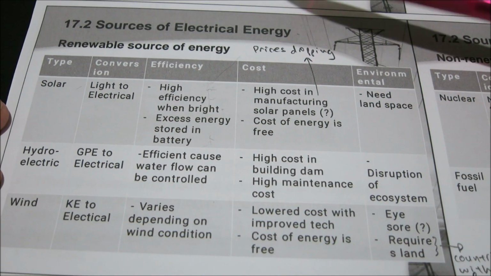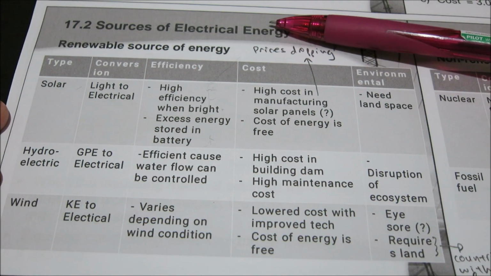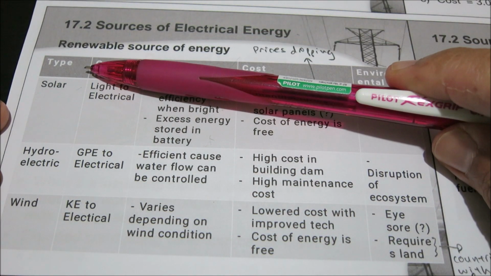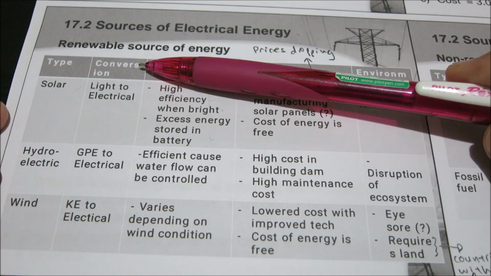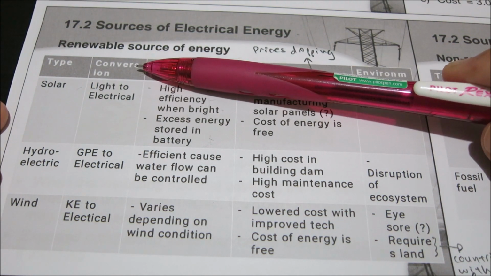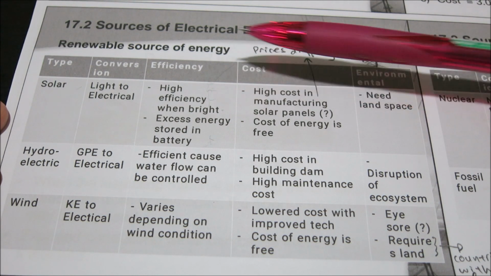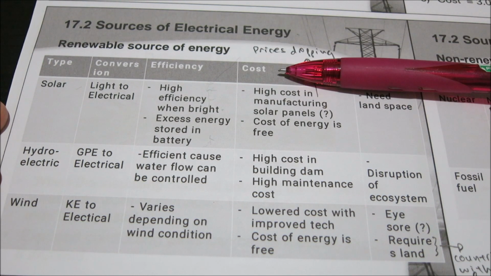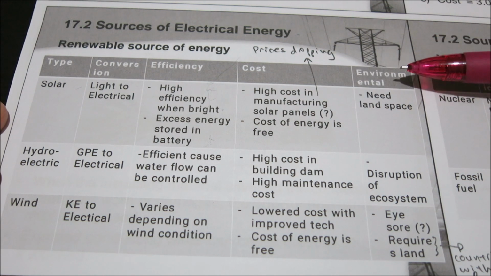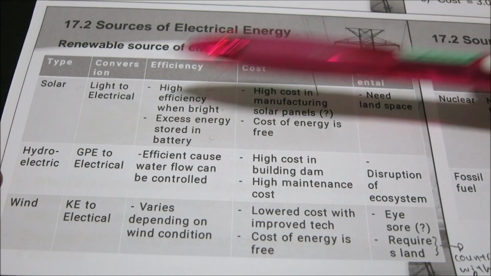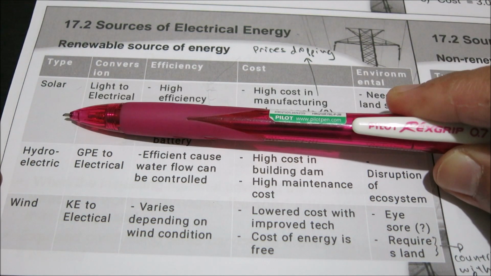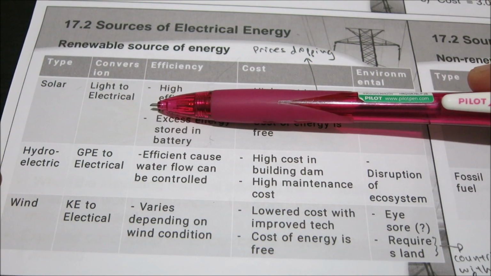So when we talk about sources of electrical energy, I'm going to discuss the type, what it converts from, what kind of energy or where the source is from. We discuss the efficiency of this source of energy, the cost involved, and also the environmental effects. So we'll talk about solar energy first. Solar converts light to electrical energy.